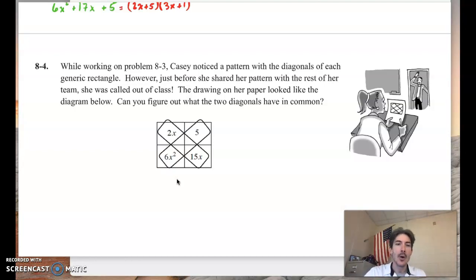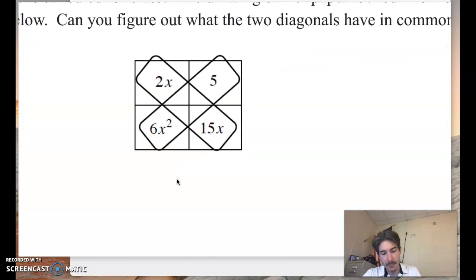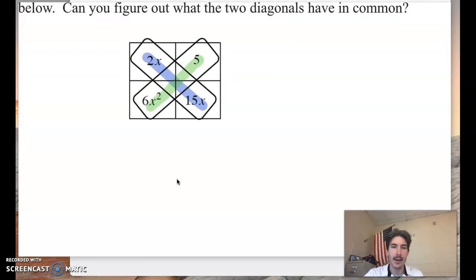All right. Well, working on a problem in 8-3, Casey noticed a pattern with the diagonals of each generic rectangle. However, before she shared her pattern with the rest of her team, she was called out of class. The drawing on her paper looked like the diagram below. Can you figure out what the diagonals have in common? And here's what I want to share, right? I've got a diagonal here, and I've got another diagonal right here, and ask yourself what those diagonals have in common. Okay, and the answer is, what happens when you take 2x and multiply it by 15x?